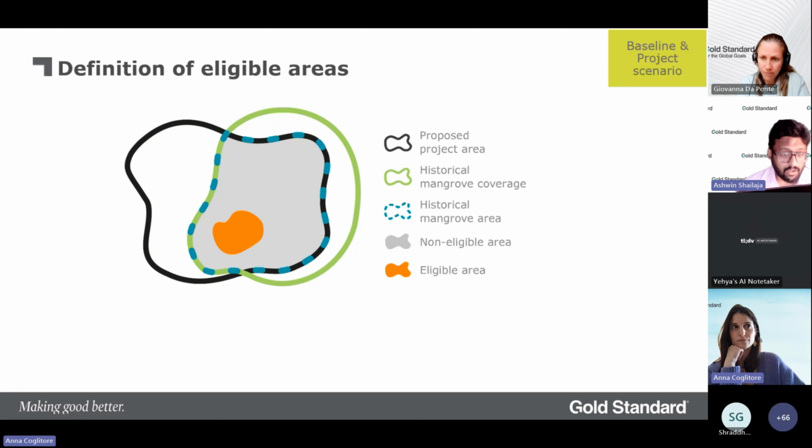Appendix 1 explains how the historical mangrove coverage is to be done. What this essentially means is that any new plantation, as far as the methodology is concerned, and as far as the eligible land is concerned, can only and only be taken up in those areas which have demonstrated without any doubt to have supported mangroves historically. And how far back we can go is up to the project developer to define.